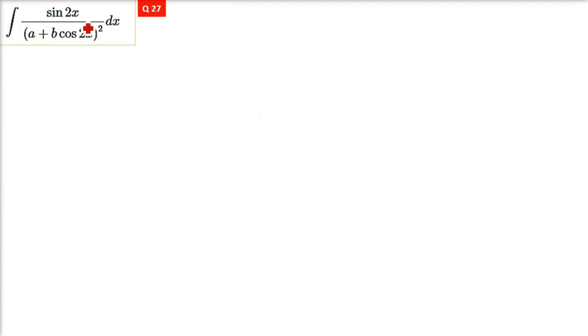Now here, sin 2x divided by (a plus b cos 2x) whole square. So don't worry about a and b here. When you take this a plus b cos 2x directly as t, you will get this sin 2x. How? If you just take cos 2x equals t, there will be a problem. You will end up with 1 by (a plus bt), so again you have to differentiate. That is one more level of differentiation. So it's better to take a plus b cos 2x as t.